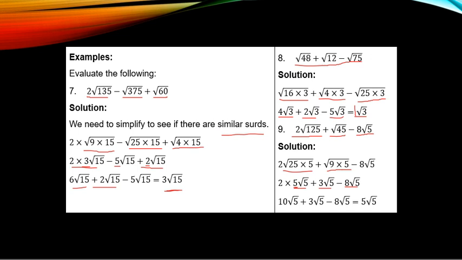If you multiply the first one, 2 times 5 now, you have 10 root 5 plus 3 root 5 minus 8 root 5. If you add first, 10 root 5 plus 3 root 5, that is 13 root 5, minus 8 root 5, that is 13 minus 8 now. So you have 5 root 5 as the answer for simplifying that surd expression.